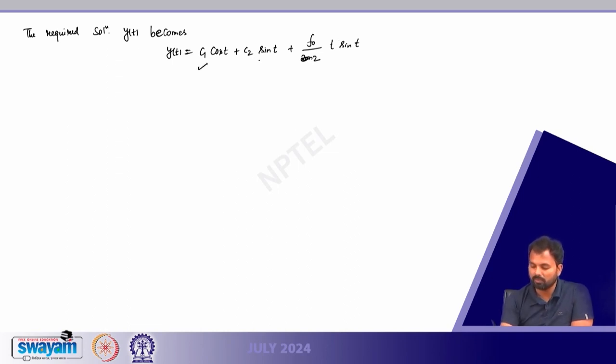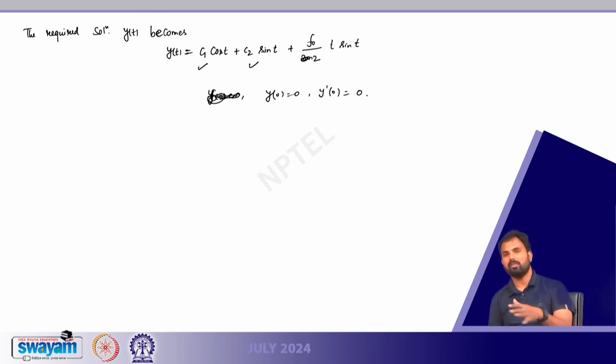Now, we can determine c 1 and c 2 using y at 0 equals 0 and y dash at 0 equals 0, and somewhat it will look similar to whatever constants we had in the previous example. And of course, here we can also see that the function is basically a mixture of cos and sine, so it will be an oscillating type graph for y t.